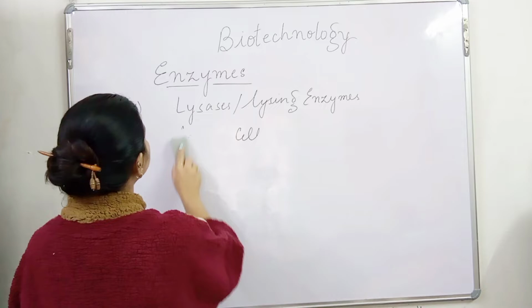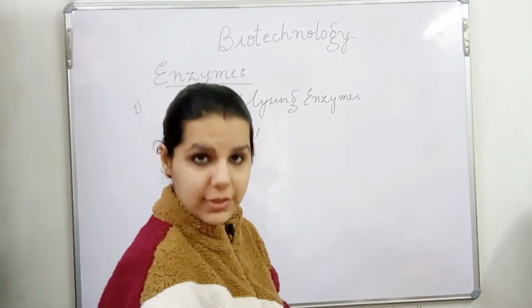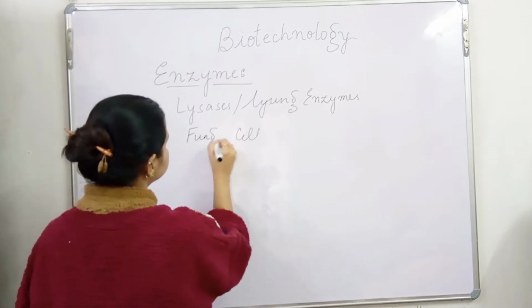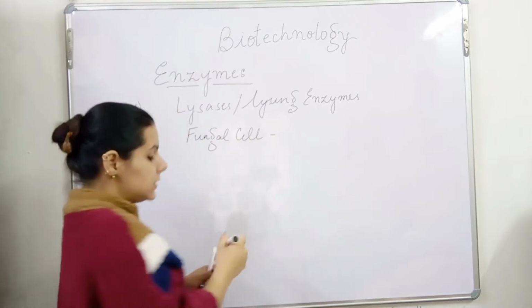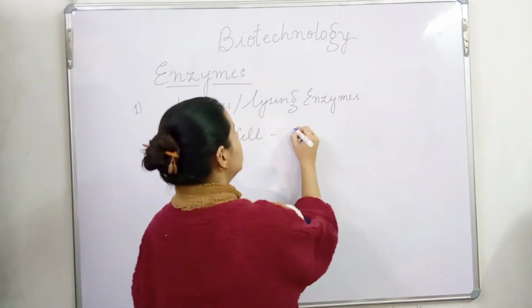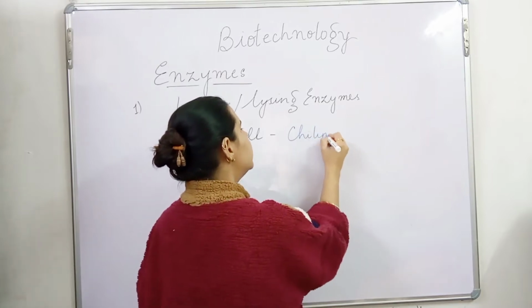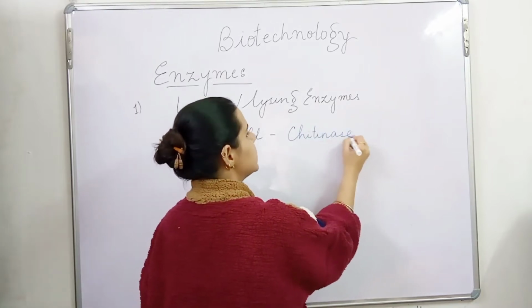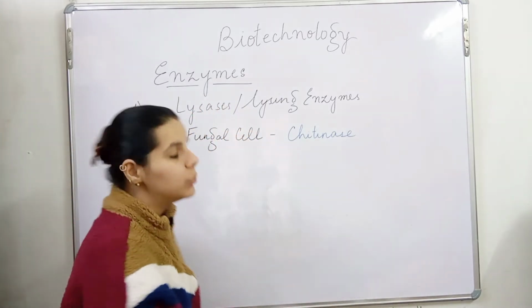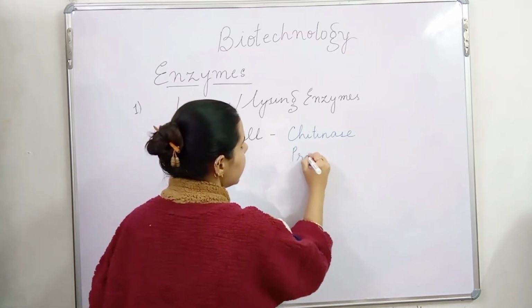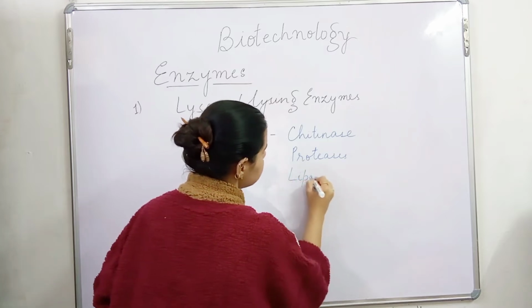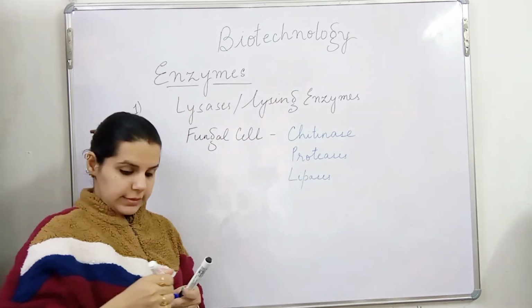Then there could be another example. Supposedly, I need to isolate a gene from a fungus. So my cell is now a fungal cell. In this case, the cell wall is made up of chitin. The enzyme used to dissolve this chitin is chitinase. Then another layer is again the cell membrane, so we will need proteases and lipases. This is about the fungal cell.